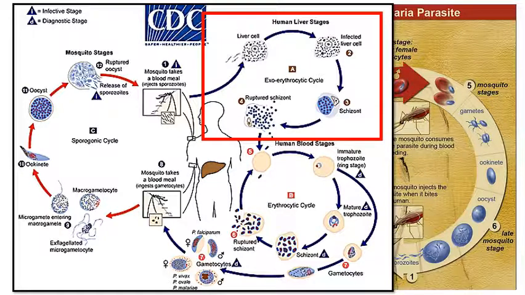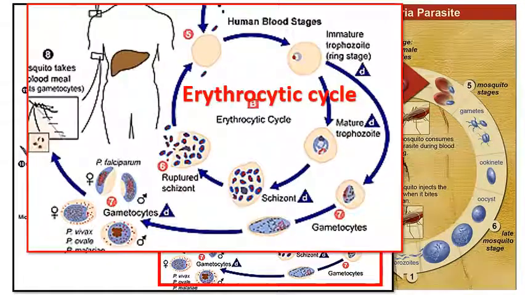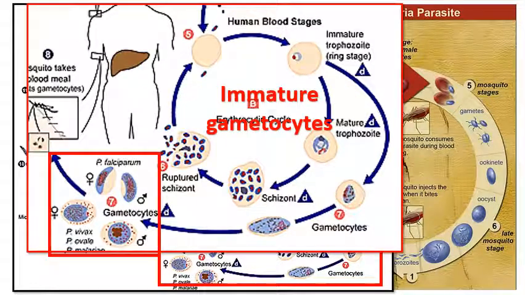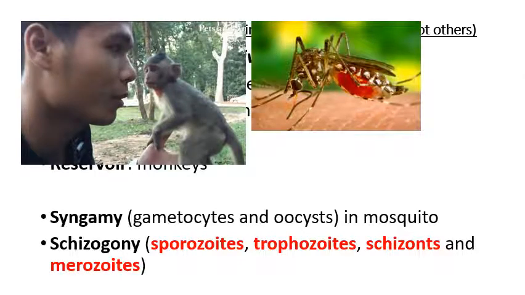And then we have the exoerythrocytic cycle. That just means that the schizonts are forming inside red blood cells and then bursting. And then a ruptured schizont releases a whole bunch of trophozoites to go around and feed. Occasionally, some of them mature into gametes. And then the erythrocytic cycle, and then back into the mosquito again. All right. So remember that within the monkey and the human, we can only practice schizogony, and within the mosquito, Plasmodium vivax can practice syngamy, which is why the mosquito is the definitive host for malaria.